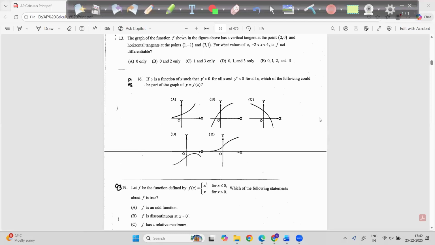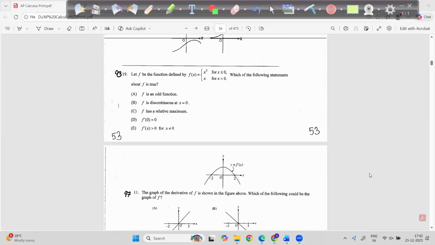B. Sir, B. So f double dash is less than 0, so only concave down. The only concave down options are B and C. And f dash x is positive, so the function should be increasing. So only B should be the answer.